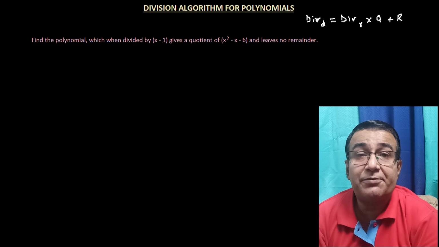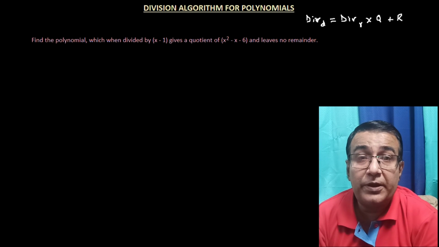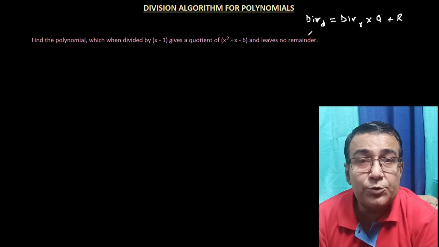So the first question that we have is, find the polynomial which when divided by x minus 1 gives a quotient of x square minus x minus 6 and leaves no remainder.